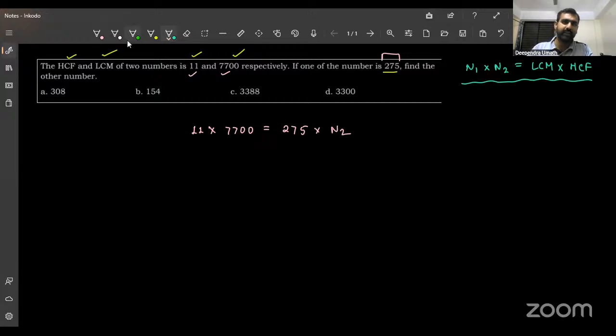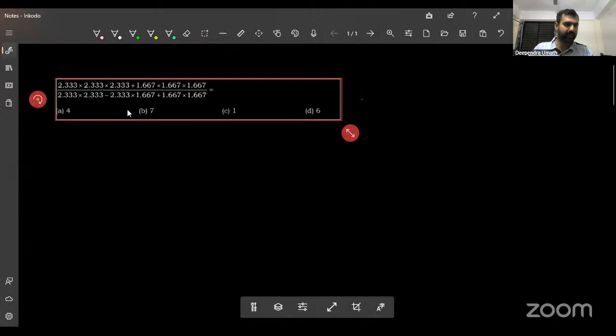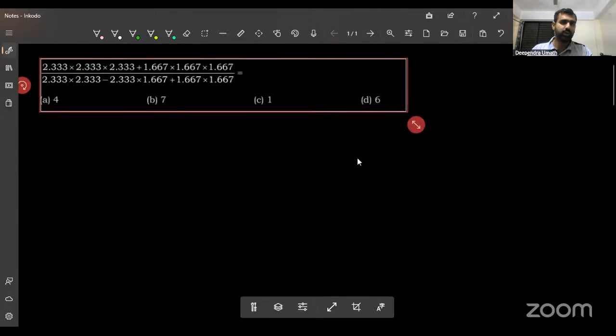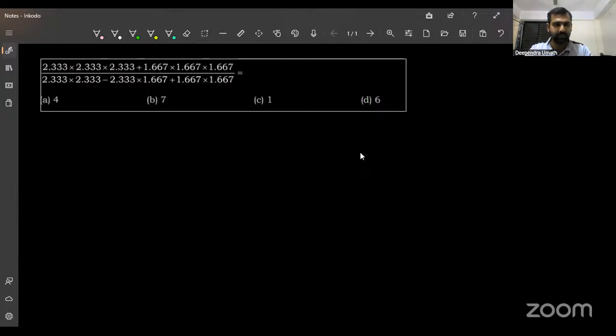From here, I think the remaining part of this question can be done by all of you quite easily, because all you need to do is divide 11 into 7700 by 275, and that's how you can find the value of N2. I hope the question was easy, the concept was understandable, and you all could understand it quite easily. Again, I'll show you another question for the day, and I would hope that some of you would answer this. That's brilliant, Saurabh, and I would request everyone to take a note of it, that LCM into HCF is always equal to the product of those two numbers.